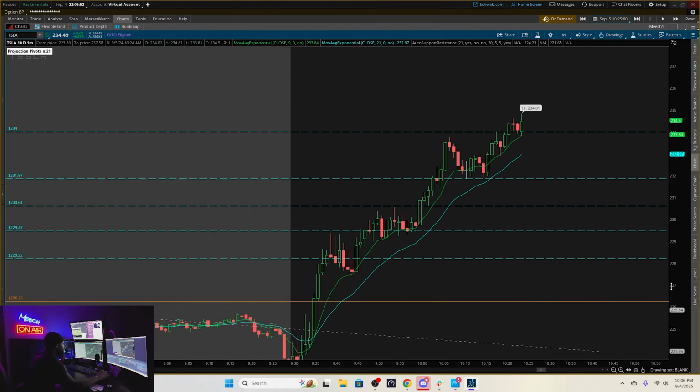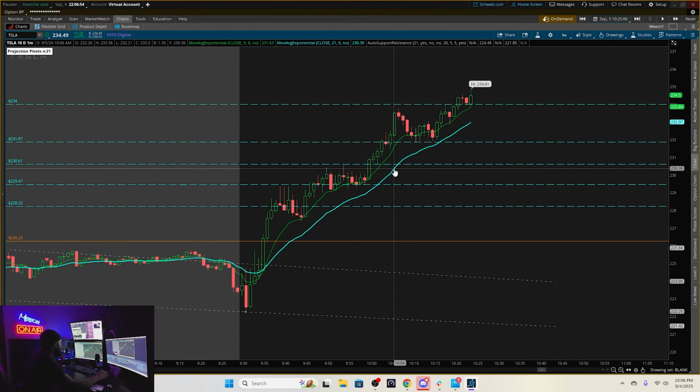It's these type of plays like this that make you want to hold at least one contract and swing to the next day, especially if you're holding to your targets.